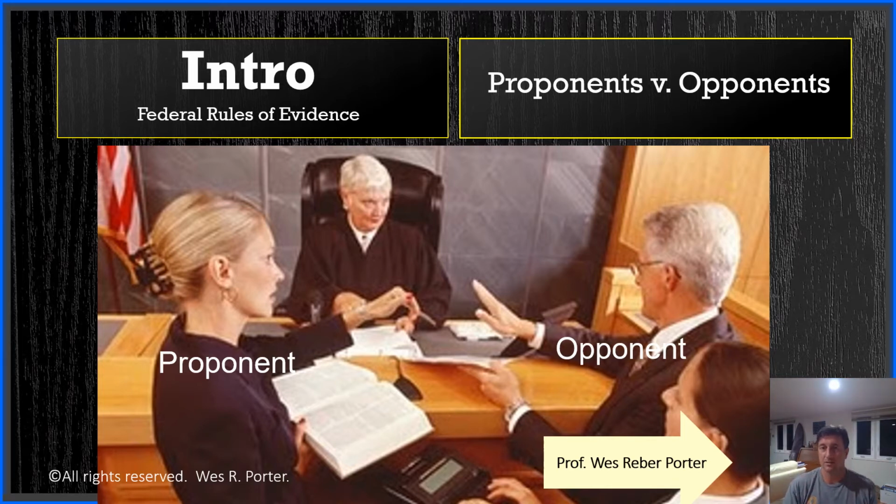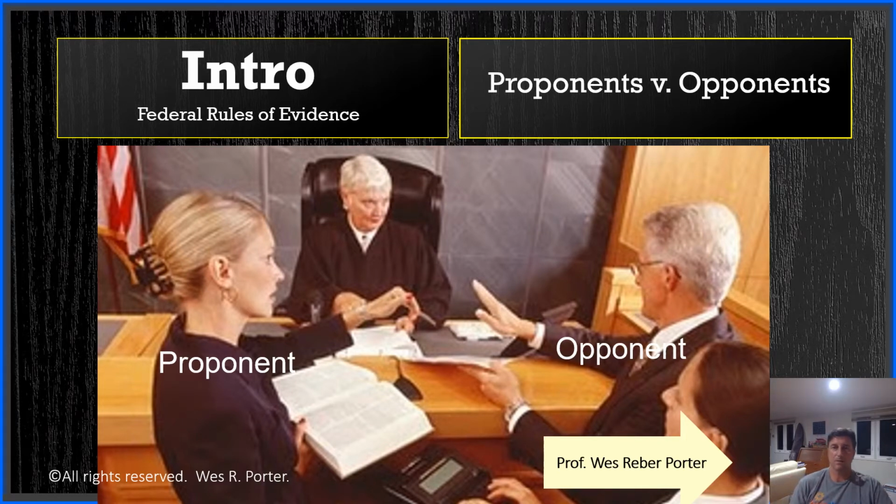When she sits down and says, we have no further questions for this witness, and the gentleman stands up and starts his cross-examination, he turns into the one presenting evidence, the one putting on evidence. He turns into the proponent, and she's charged with objecting. So it goes with the course of trial. Whoever's up doing something is the proponent.